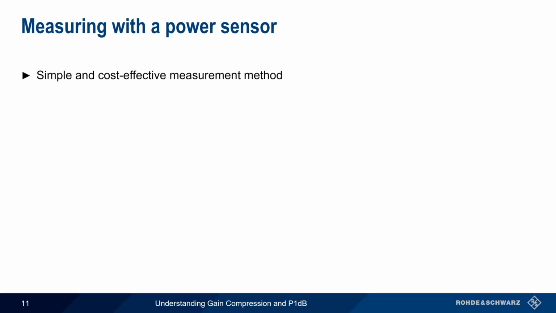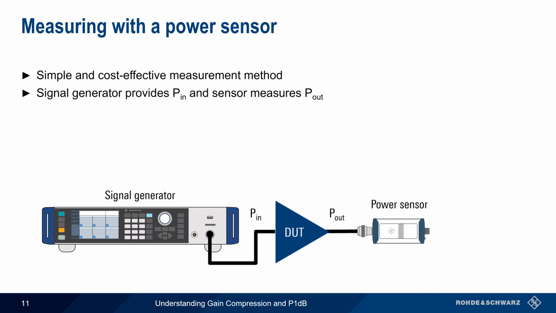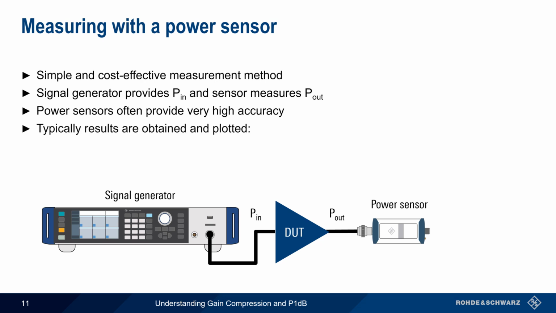RF power sensors are a simple and cost-effective way of measuring gain compression and P1dB. In this scenario, a basic RF signal generator provides the input signal P in, and a sensor connected to the output of the device under test measures the output power P out. An advantage of this approach is that many RF power sensors provide highly accurate measurement results. These results can be obtained and plotted in two ways.